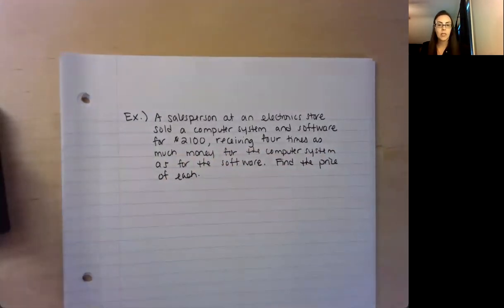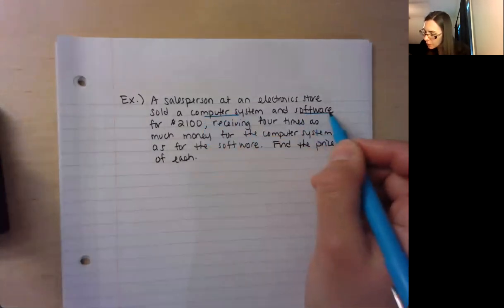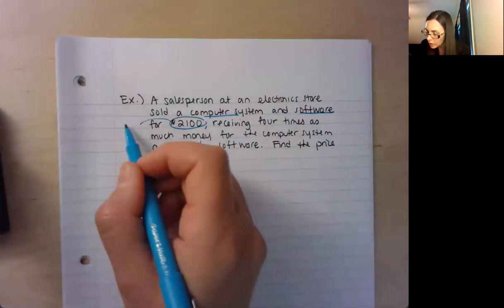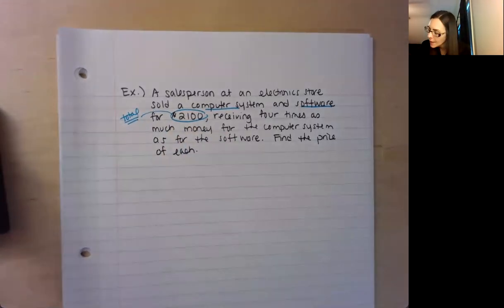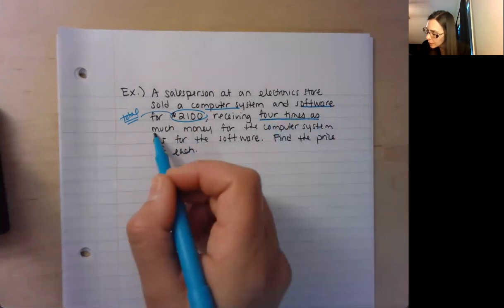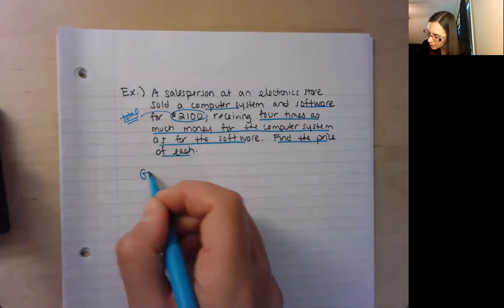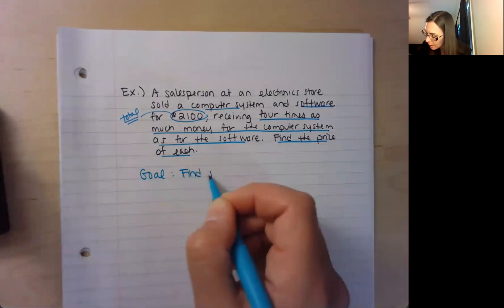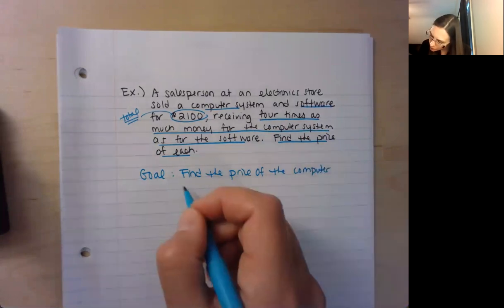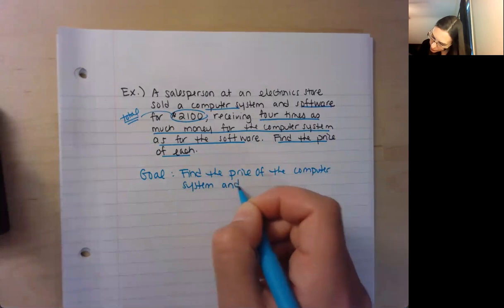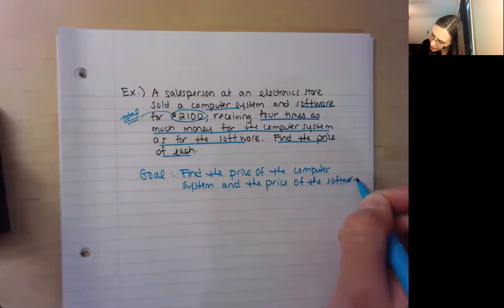All right, so we have a salesperson that is working at an electronics store, and they sold a computer system and software for $1,200. Now remember, this is the total. I know the word total isn't used there, but it's the total that they have sold altogether. They received 4 times as much money for the computer system as for the software, and we want to find the price of each. So our goal here is to find the price of the computer system and the price of the software, right? Because it asks us to find the price of each.